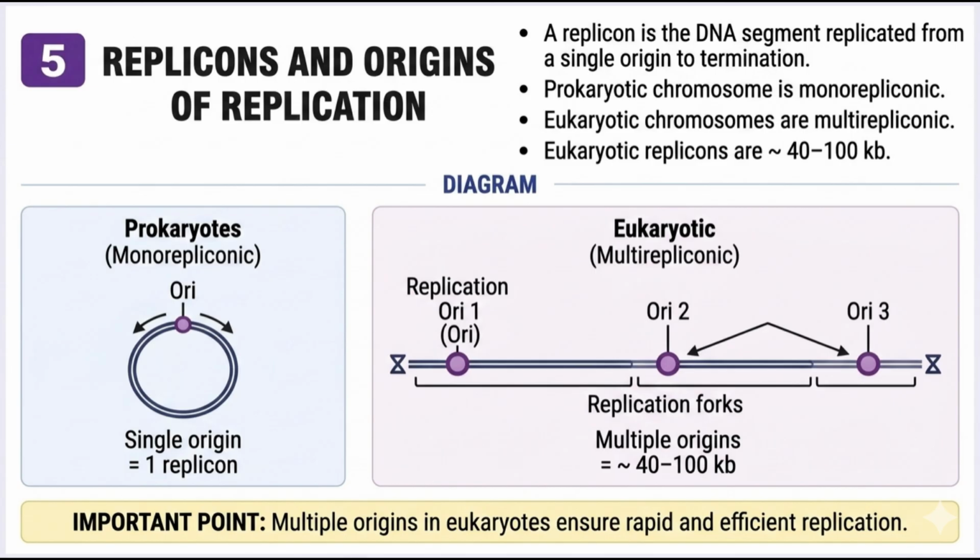In eukaryotes, chromosomes are very large. Therefore multiple origins of replication are required. As a result, eukaryotic chromosomes are multirepliconic. Each replicon in eukaryotes may range approximately from 40 to 100 kilobases. The origin of replication is the specific DNA sequence where replication begins. Initiator proteins recognize these origins and recruit replication machinery. Multiple origins allow rapid replication of large eukaryotic genomes.